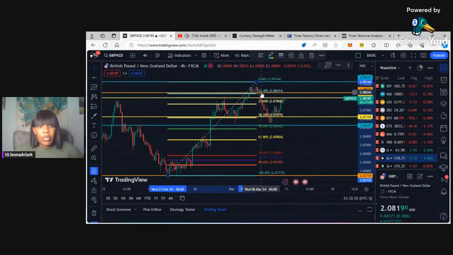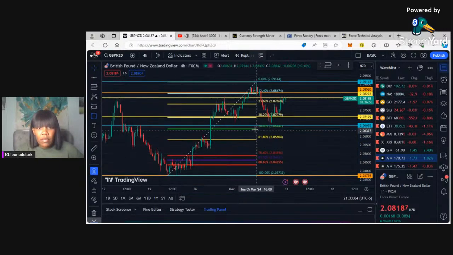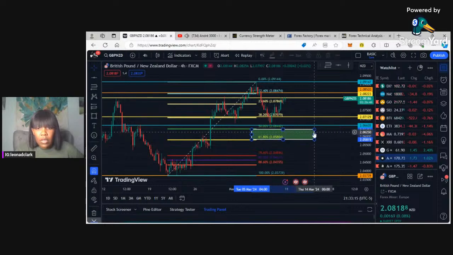All right. Okay. So now I am going to, where's the thing at? There we go. Go to these shapes. All right. And I'm identifying my golden zone, which is the 5618. Again, y'all remember I'm going to do a video on this. So y'all be good. Because it's a buy, my box is going to be green. Because my candles are green.